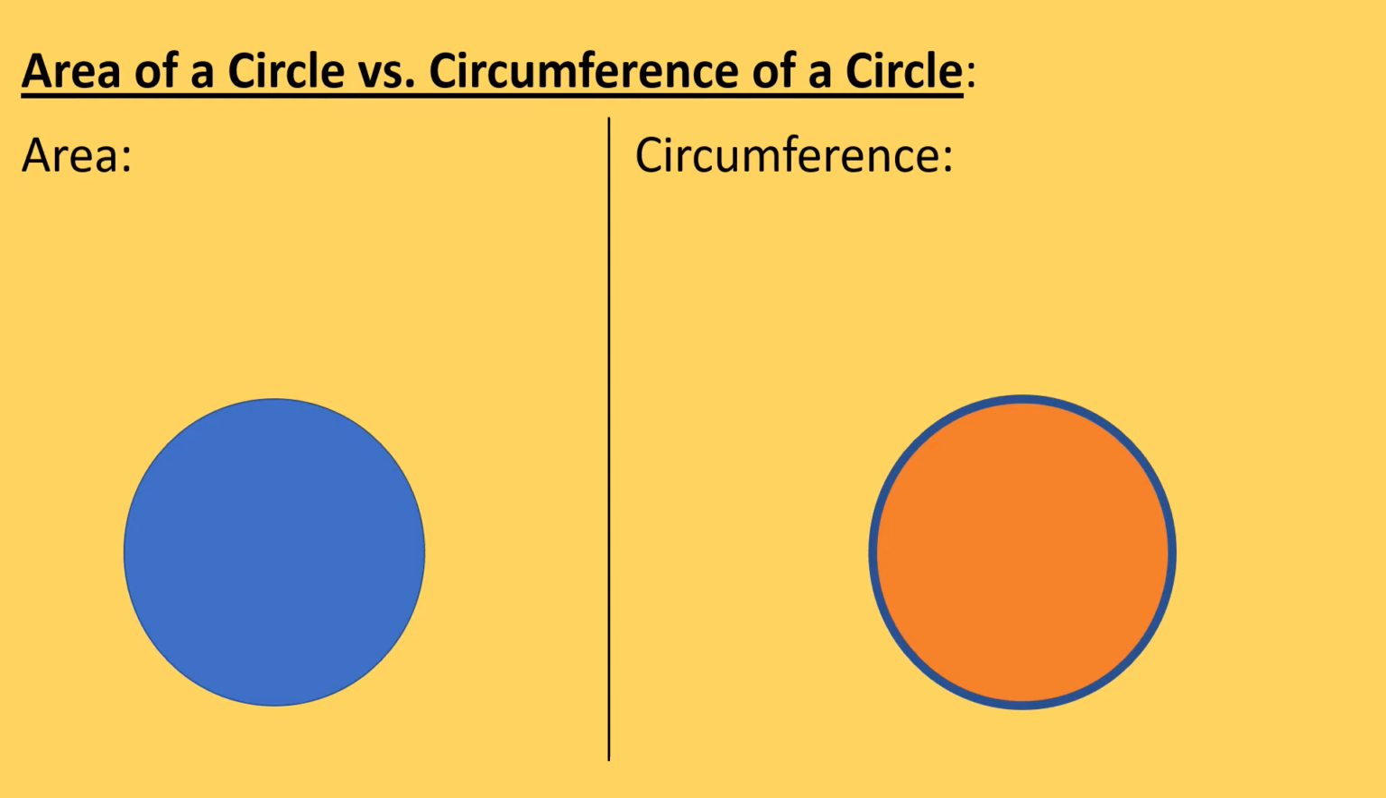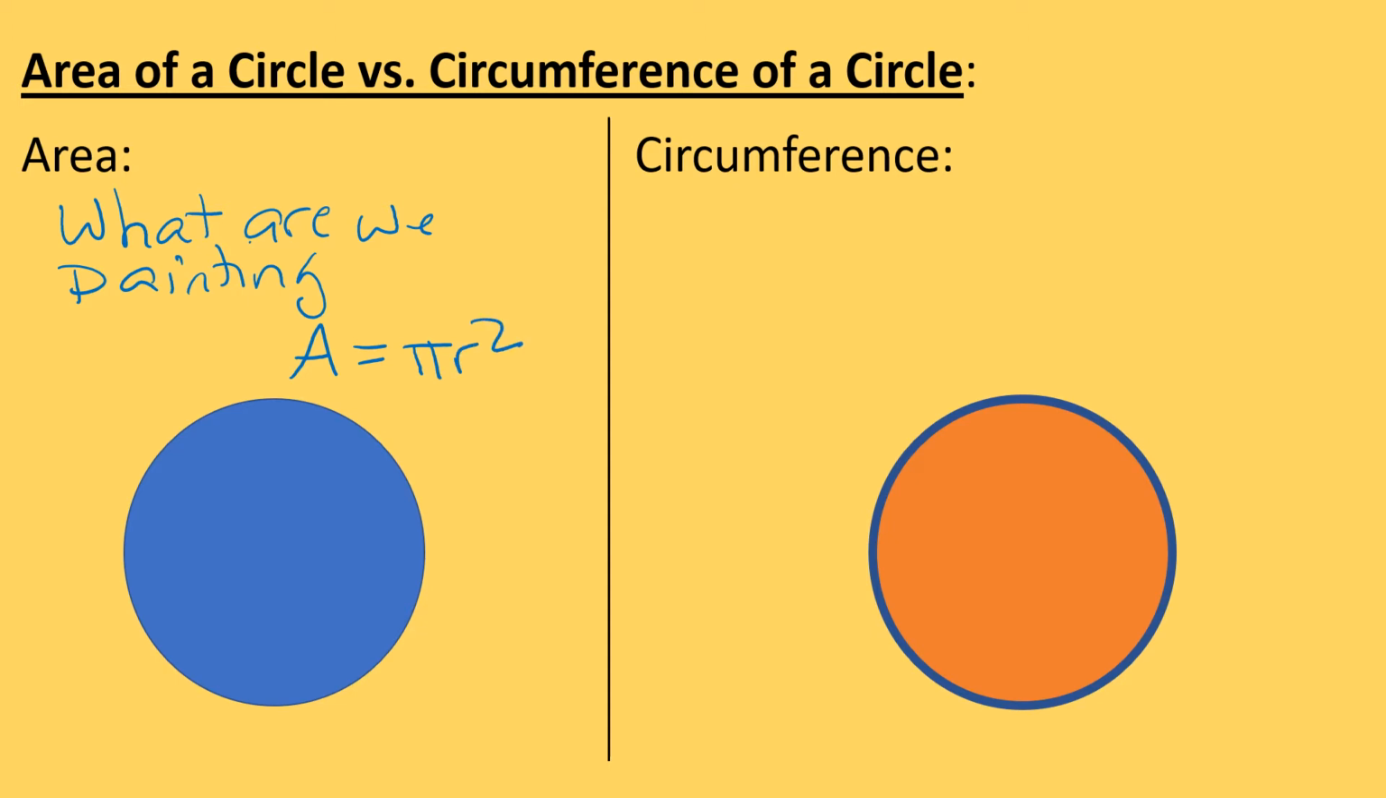All right, area. So if we had to come up with a great definition of area, it's basically what's on the inside. So it would be like, what are we painting? And the formula for area, which you guys learned back in elementary school, is pi r squared. Just a little note, if you think of area, area is always in units squared. And if you notice, the answer has a square in it and the formula has a square in it. Crazy town.